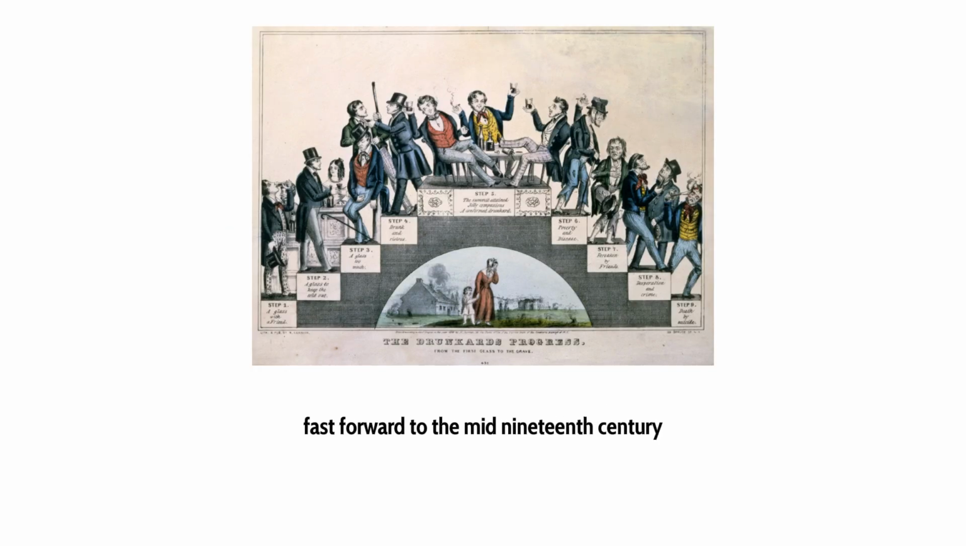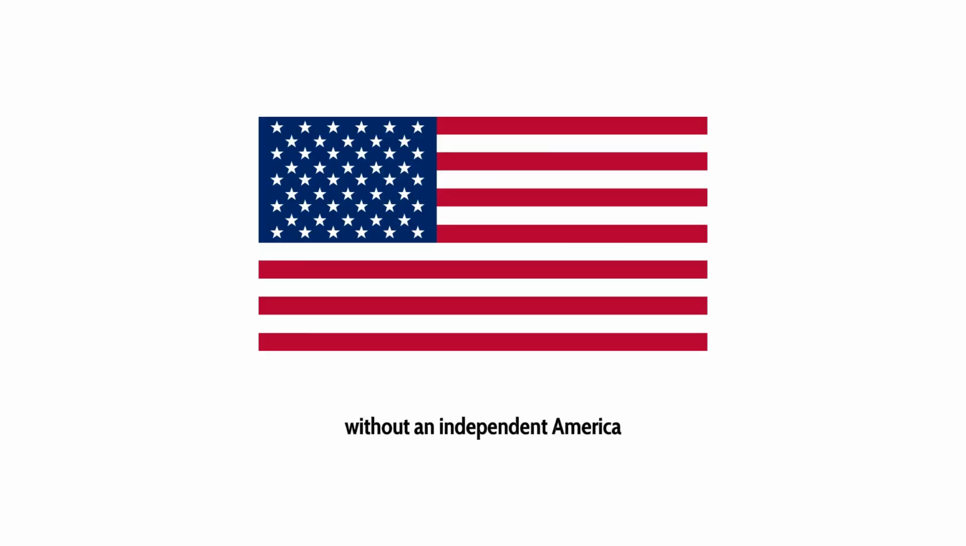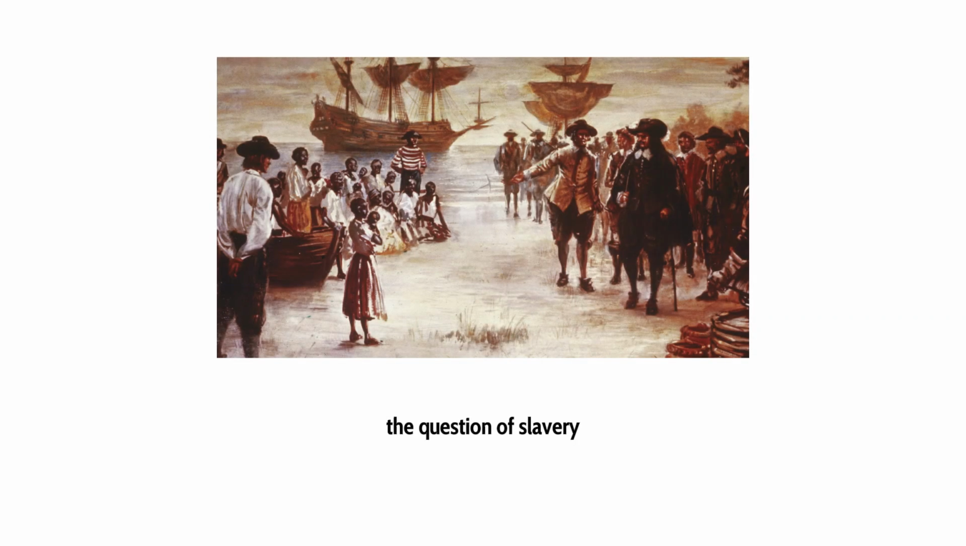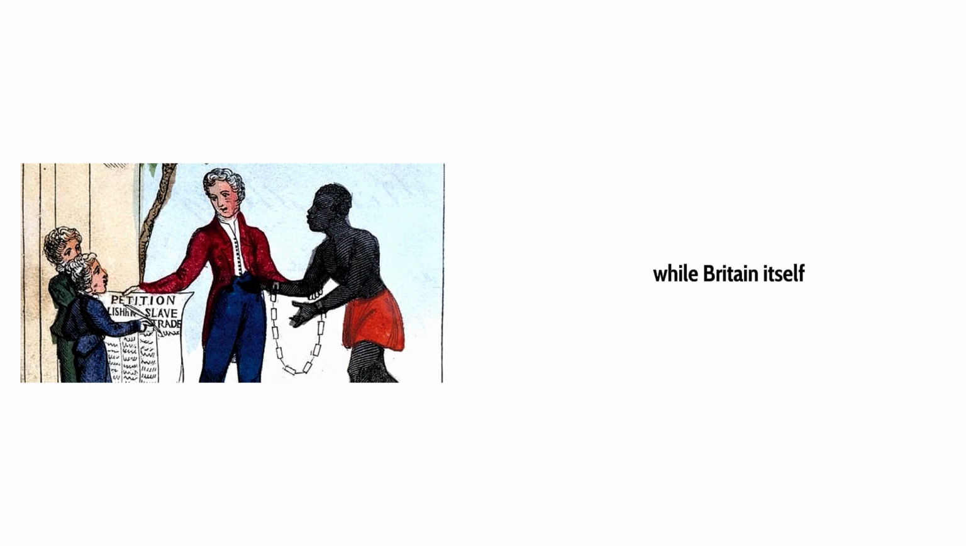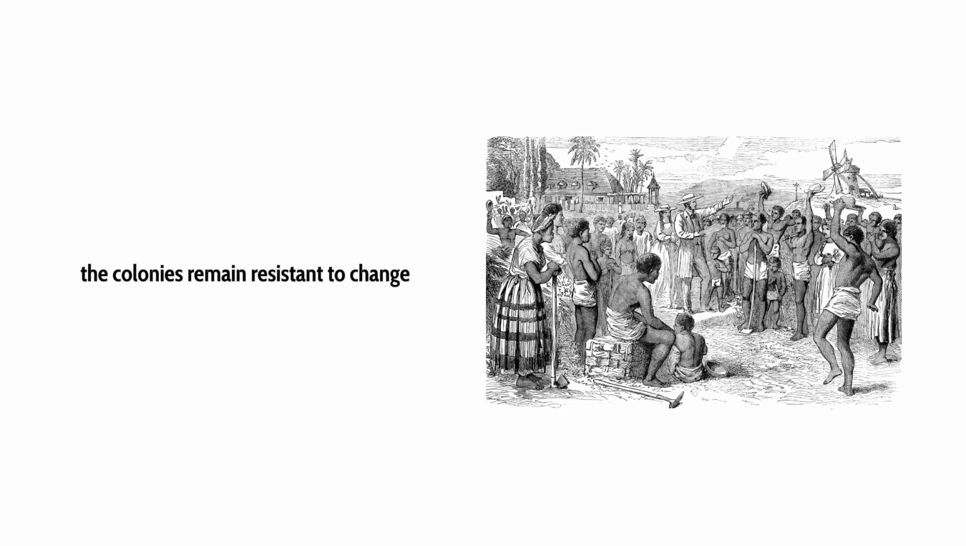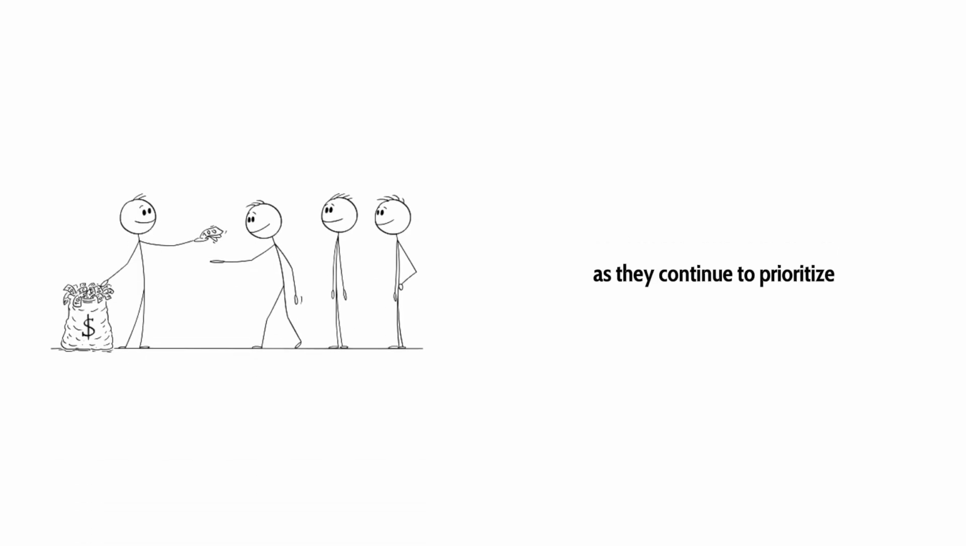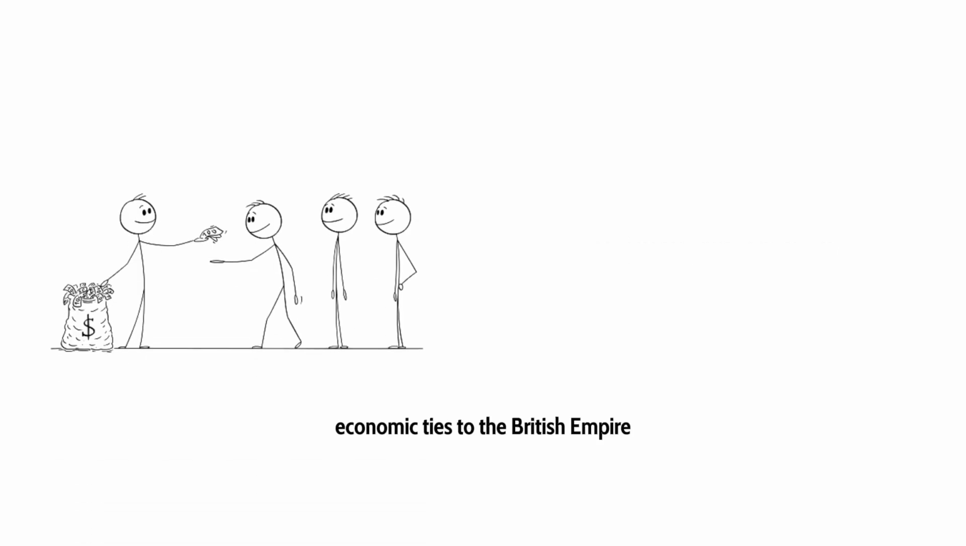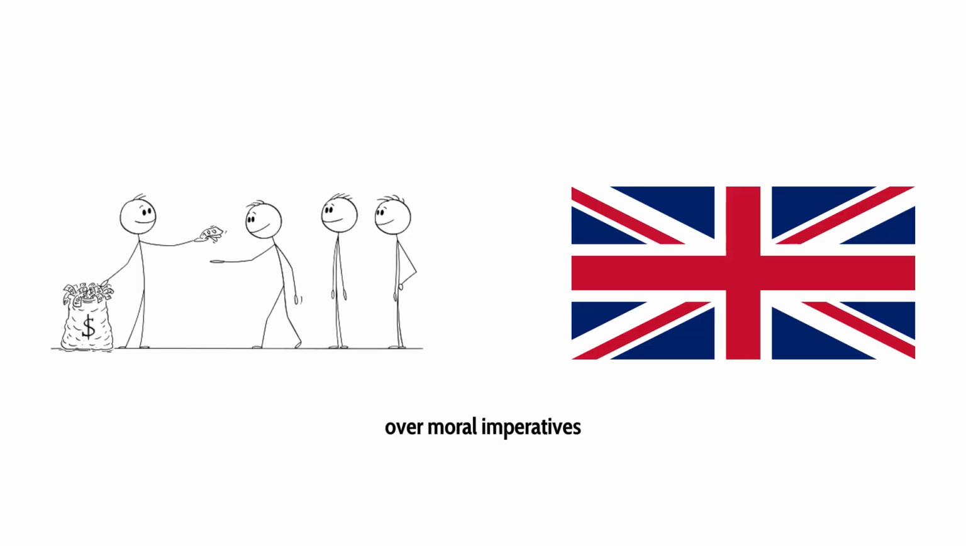Fast forward to the mid-19th century. Without an independent America, the question of slavery and civil rights takes a different course. The abolition movement faces significant challenges as British interests maintain control over the colonies. While Britain itself eventually abolishes slavery in 1833, the colonies remain resistant to change, as they continue to prioritize economic ties to the British Empire over moral imperatives.